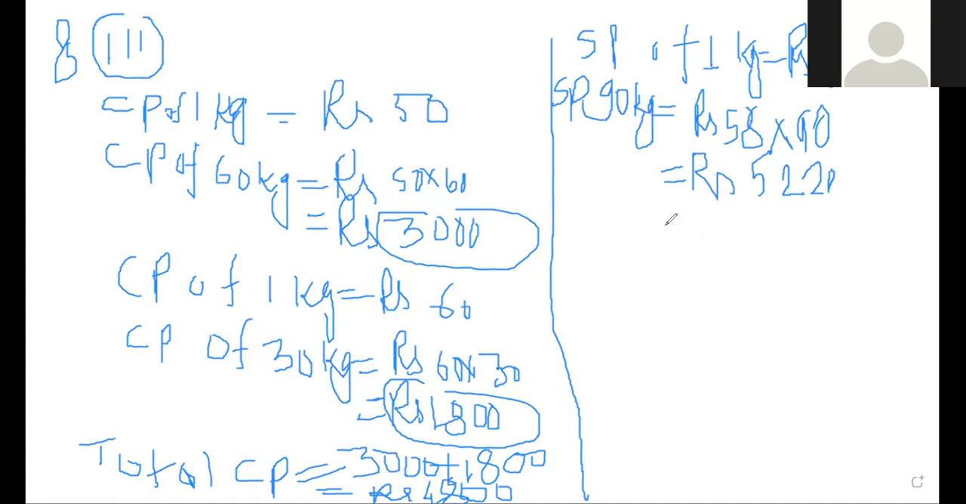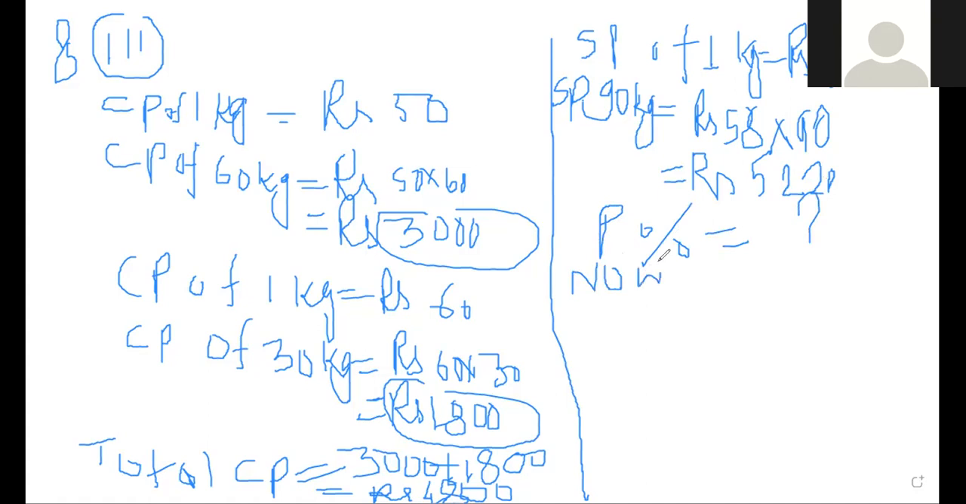This is SP. We have CP. How much is there? 4,800, and SP is 5,220. Now tell me, will there be profit or loss? Profit, sir. It is asking clearly to find profit percent. Which formula will you use here, children?